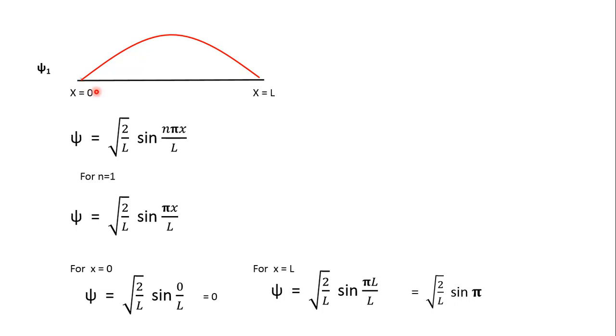So when x is equal to 0, sin 0 is equal to 0. When x is equal to L, sin pi is equal to 0. And so at both ends psi is 0. In between 0 and pi, we'll get pi by 2. And when the angle is pi by 2, sin pi by 2 is sin 90, which is a positive value. And when we have the psi square term, since all the terms are positive here, psi square is also positive.